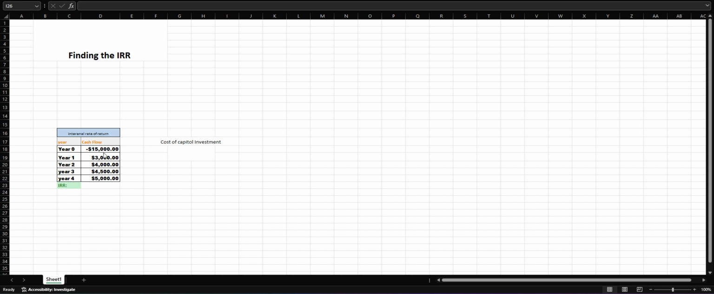So in this case, we have a negative $15,000, which would be your investment, and from year one, it's $3,000 that you would gain, and then year two, $4,000, and year three, $4,500, and year four, $5,000, right?